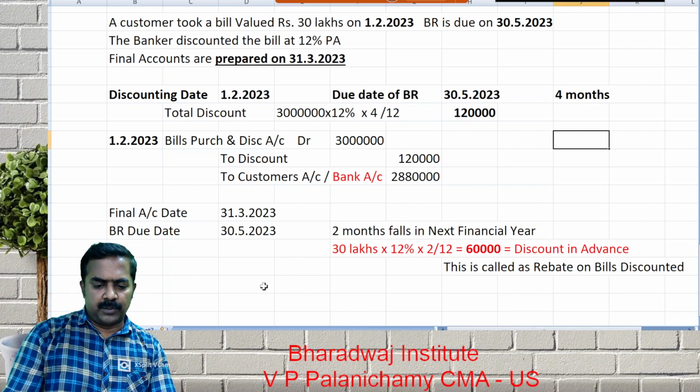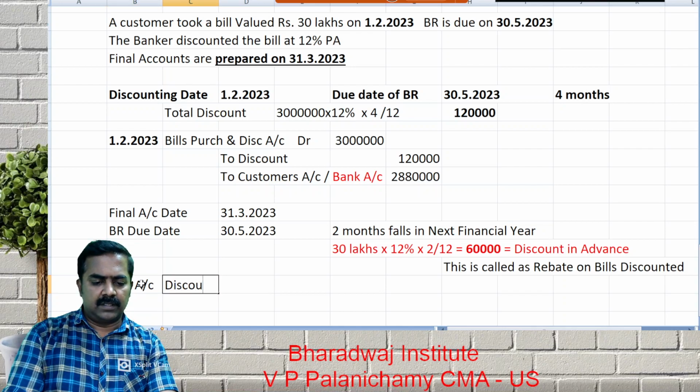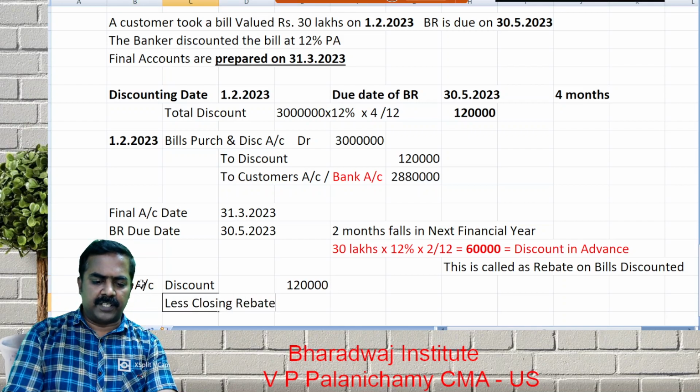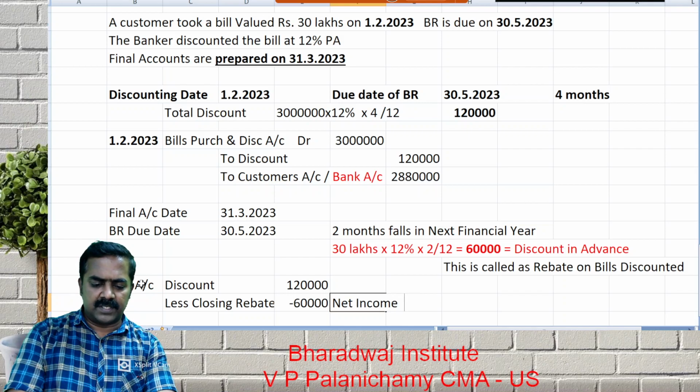And please note, we record this at the P&L account level. Discount earned or discount recorded, how much? 1,20,000 less closing rebate. Less which one? Closing rebate, that falls in next year, 60,000. Net income how much will we record? 60,000.